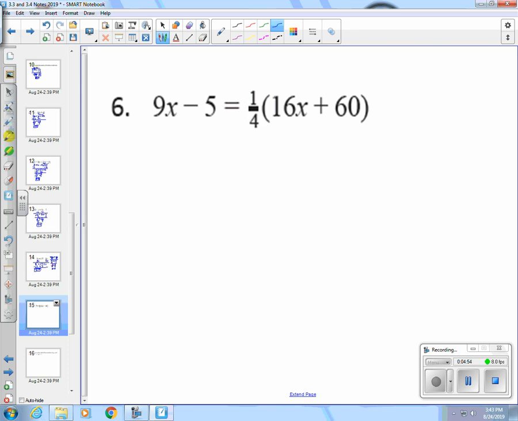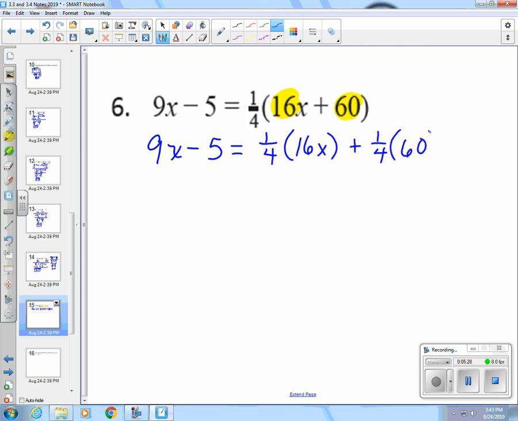As we work on this problem, we see that we have a 1/4 times something in parentheses. 4 divides evenly into 16 and it divides evenly into 60. So what would be very nice and easy to do is to distribute that 1/4 in and not have to multiply by the reciprocal on both sides. So we'll have 9x minus 5 equals 1/4 times 16x, and 1/4 times 60.